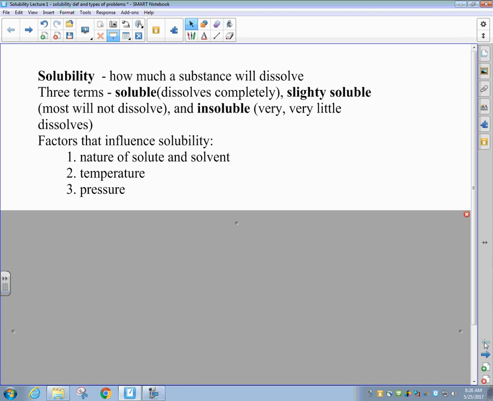Then finally, the third factor is pressure. Pressure influences solubility. The classic example here is your can of soda or your plastic bottle of soda. The soda company packages that soda under high pressure. When you take the cap off of your plastic bottle of soda, you hear the release of pressure. As you decrease that pressure, then you start to see the dissolved carbon dioxide gas start to release out of the solution. It's just one example of how pressure can influence solubility. Increase the pressure and you can get more carbon dioxide to dissolve into your solution of soda.